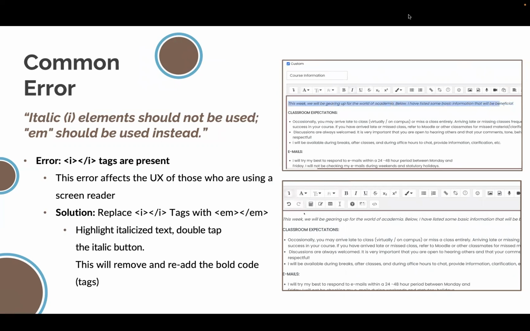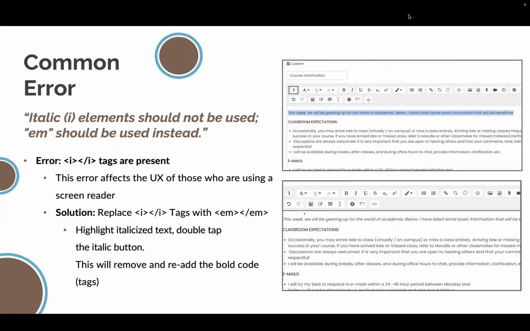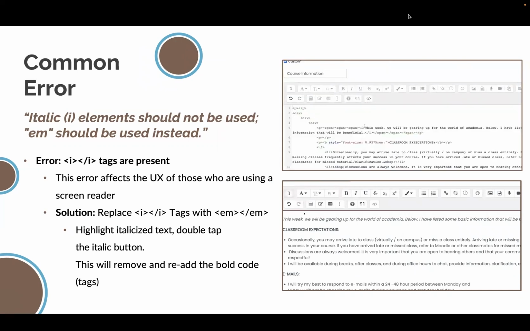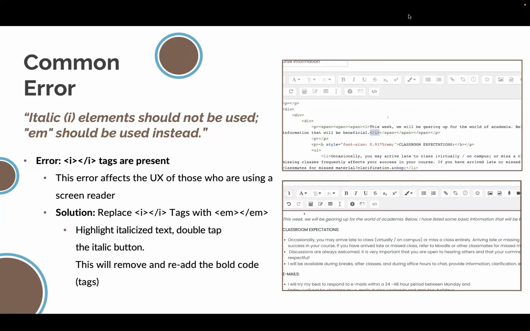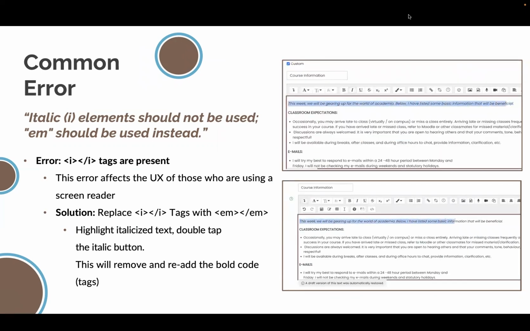The next common error, similar to the error before, is italic elements should not be used, but M tags should be used instead. So again, the solution to this is to simply highlight the italicized text, unitalicize, and re-italicize the text. This will convert our I tags to M tags.